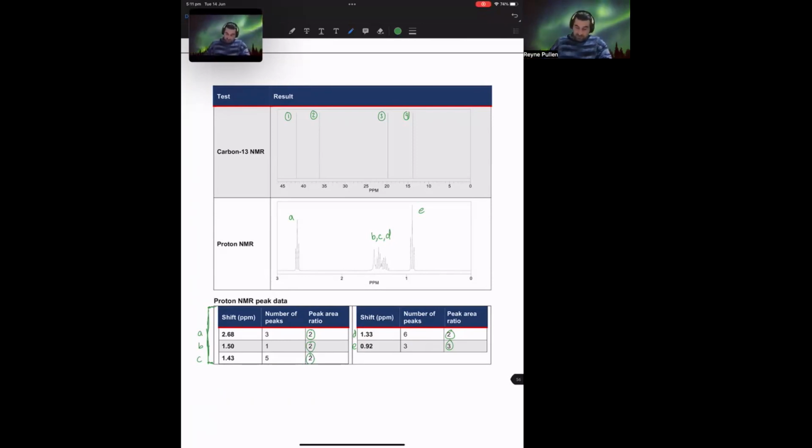When we also then look at the number of peaks, the number of peaks is then telling us a bit about, well, what is adjacent to our proton environment.